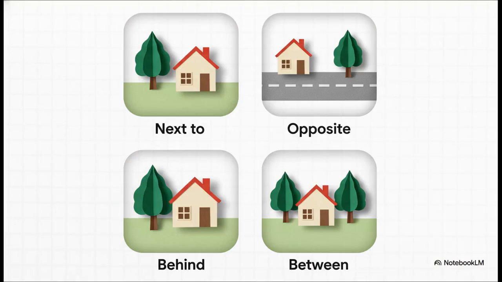And here they are. These are the magic words. They're called prepositions of place. You can think of them like the glue that holds our mental map of a town together. Words like next to, opposite, behind, and between. They tell us exactly where things are in relation to each other.